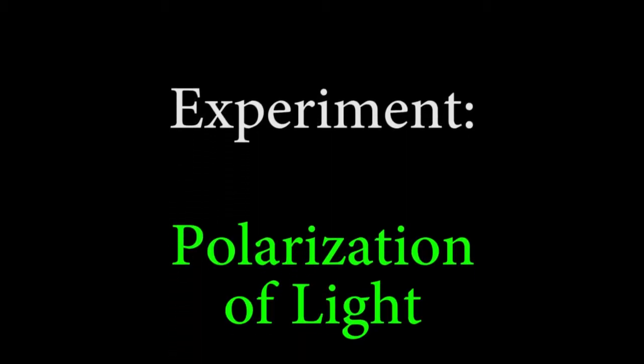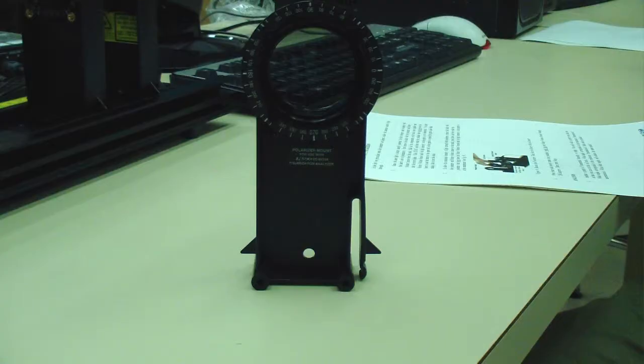Welcome to the Polarization of Light Lab. In this experiment, we'll be investigating the properties of polarizers in 2 and 3 polarizer systems. This is a linear polarizer. It allows light in a specific linear polarization to pass through and prevents light in other polarizations from passing through.